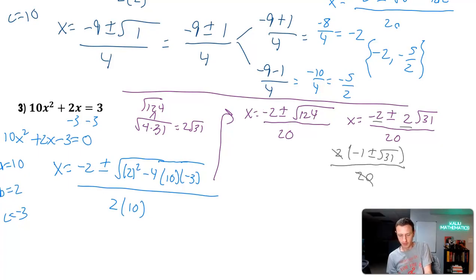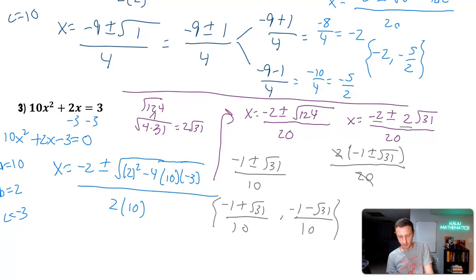So then the 2 and the 20 simplify to, this is going to be negative 1 plus minus square root of 31 over 10. So then I'd have negative 1 plus square root of 31 over 10 and negative 1 minus square root of 31 over 10. Yeah, so there's some factoring there. We take out this factor of 2 and simplify with the 20. So 2 over 20 simplifies down to 1/10. So then you just get 10 on the bottom. Nice move there that you got to catch.